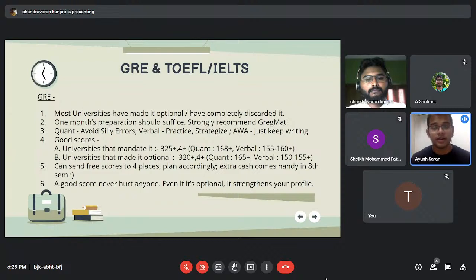About the AWA part, there's verbal, which is strategy based. There's quant, which is just don't make silly errors. AWA is just keep writing. So the longer you write, I think the better it is. Make sure you're not making grammatical errors, spelling errors, and stuff, and just keep writing. Don't worry about forming great structures for your essays. Obviously, it's better if you do have an idea of how to write good essays, but the more content you add to your essays, the better. So I think that should do it. We can go to the next slide.